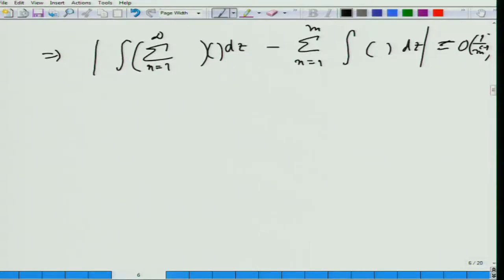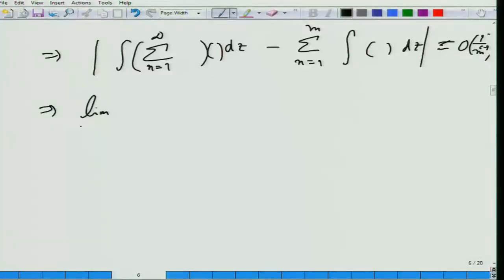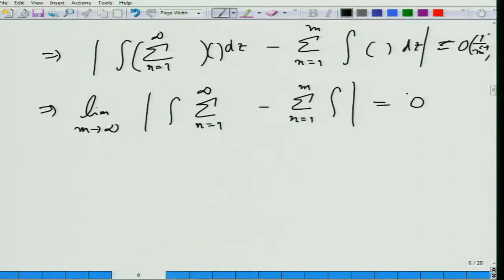Now, take the limit as m goes to infinity. The right hand side goes to 0. What happens to the left hand side? Well, this is fixed, there is no change to this. This takes it towards that infinite sum followed by integral, and their absolute difference is 0. So, this says that integral of sum is equal to sum of integral. And we are done.